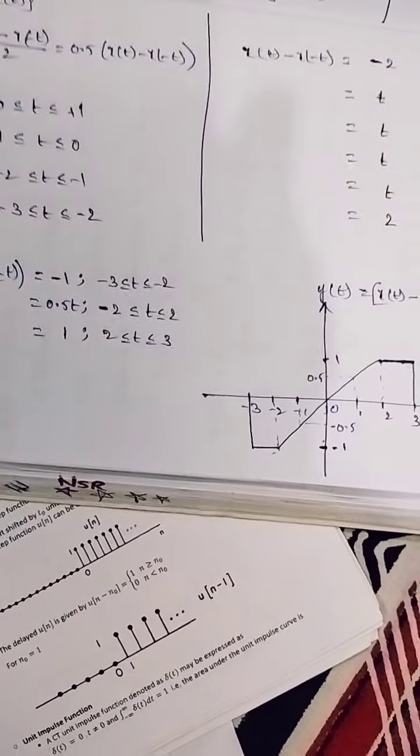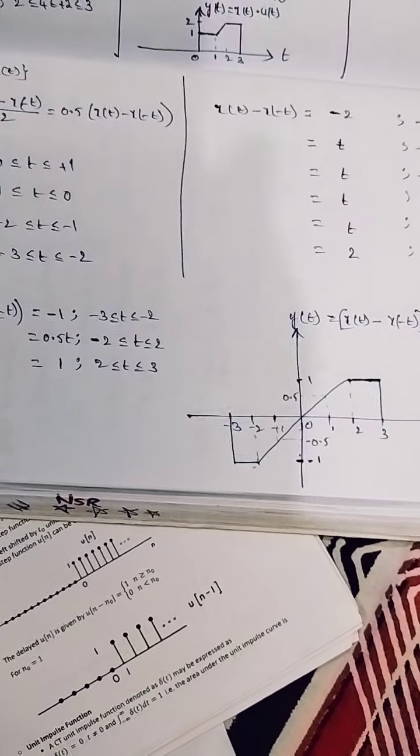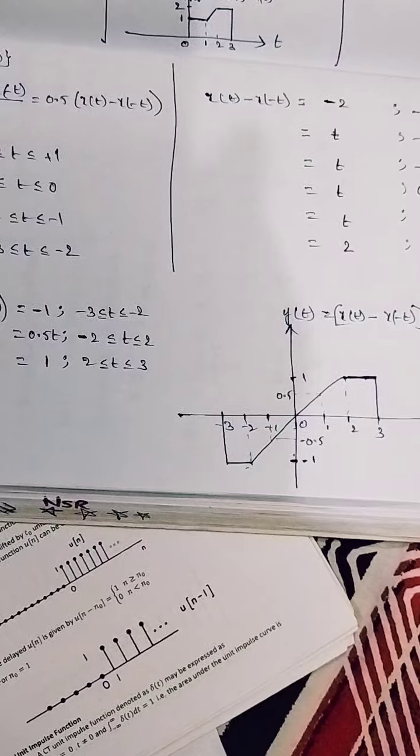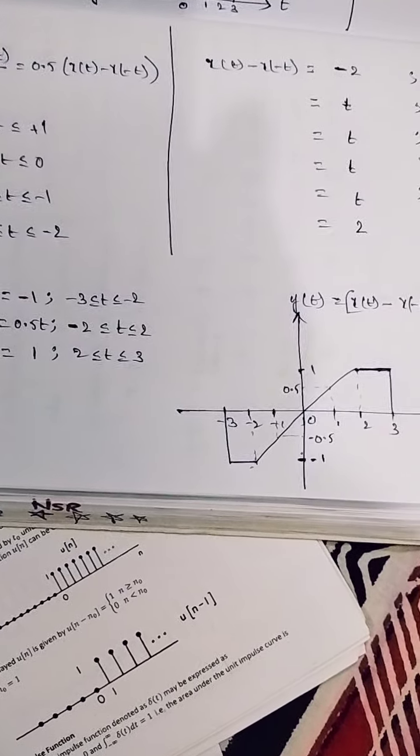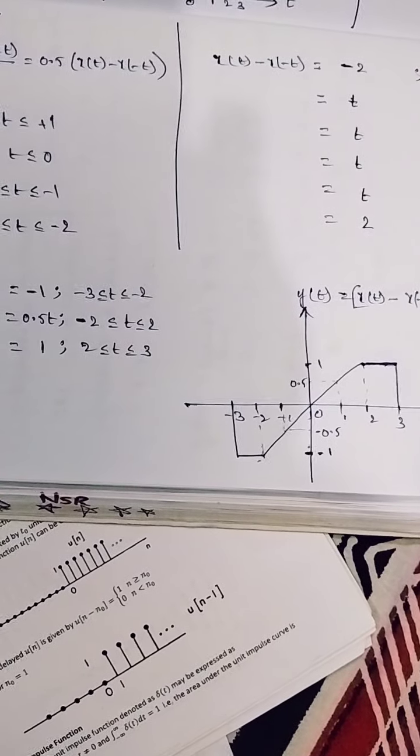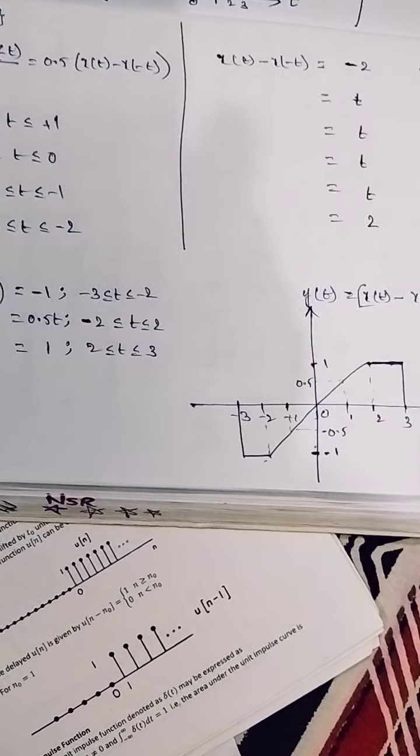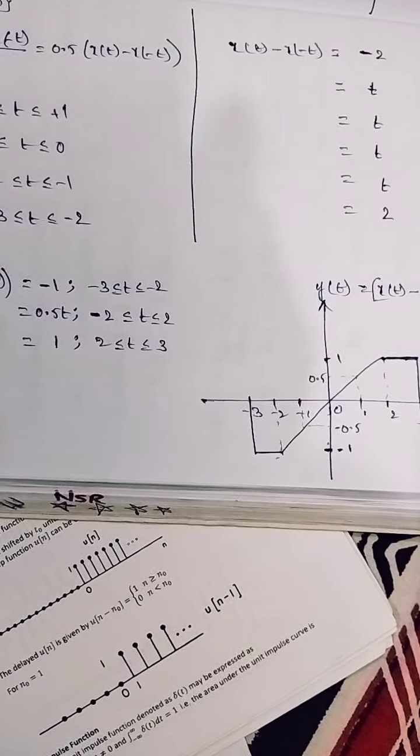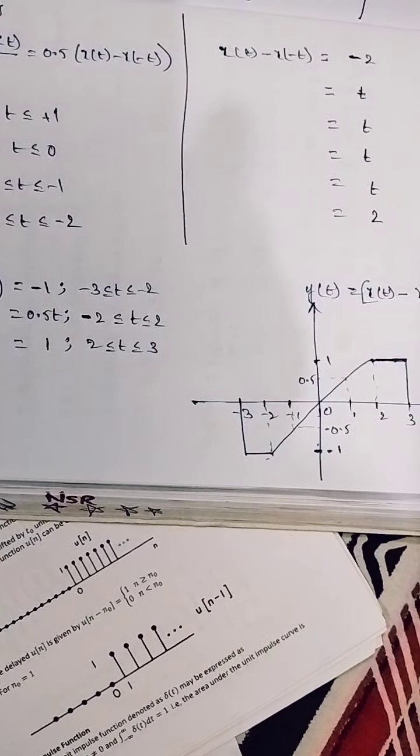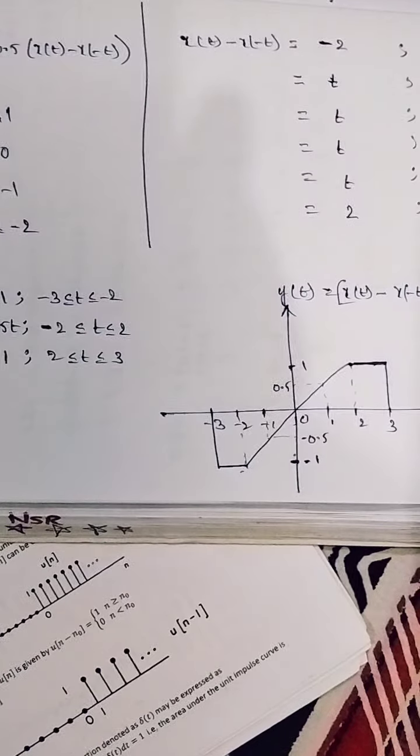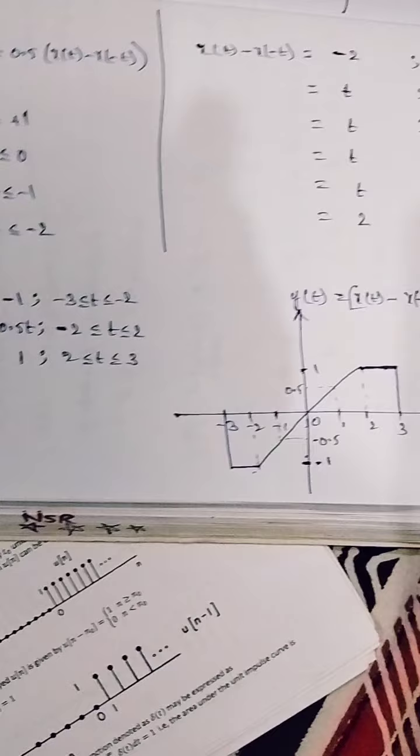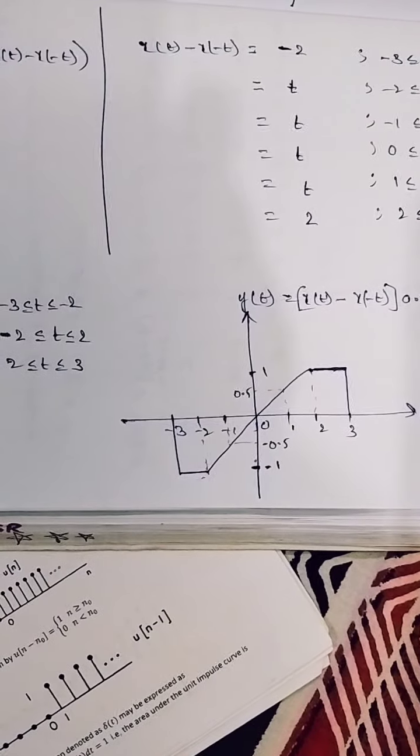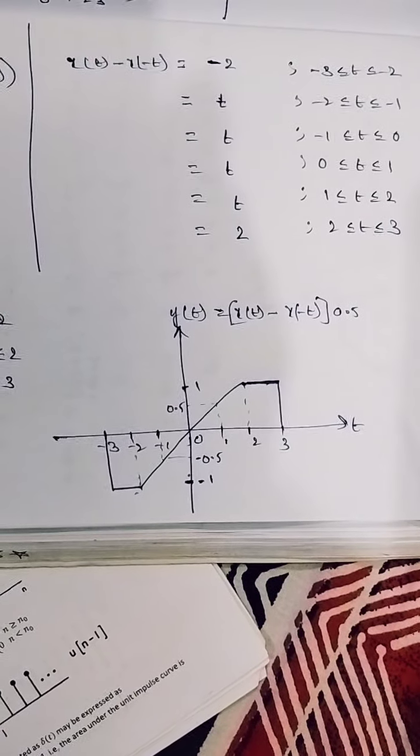So for this, the graphical representation is like this. Minus 3 to minus 2, it has the minus 1 amplitude. That's why observe the graph. Now minus 2 to 2, it is the ramp nature, 0.5 t. So that means here the graph looks like a ramp. Now 2 to 3, it is a constant function 1. So draw the constant line in between 2 to 3. So this is the graph for y(t). Thank you.